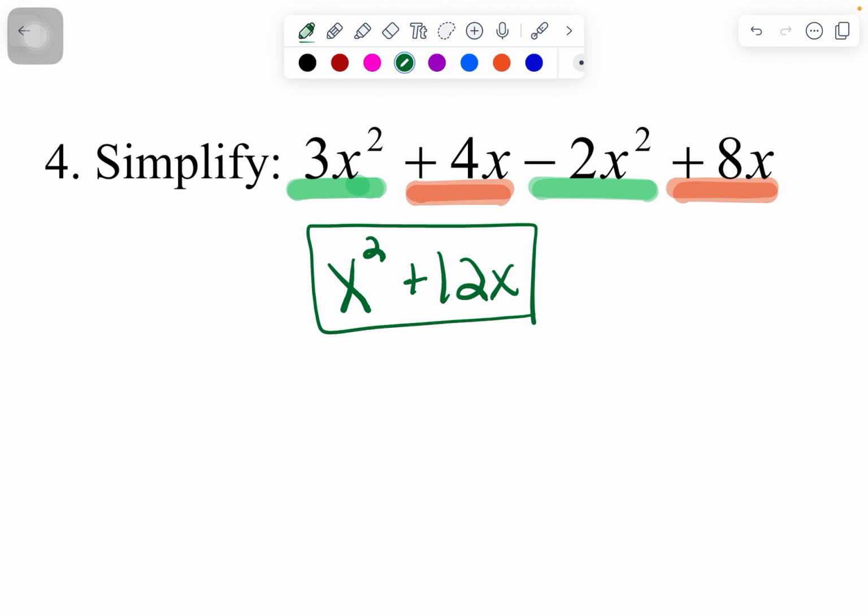All right, so that is the first part of Notes 5 on the exponent rules.